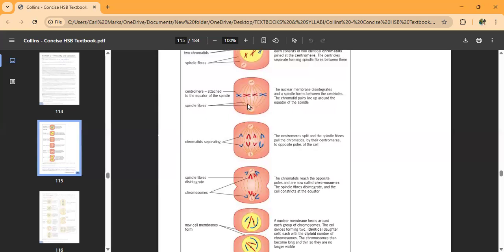So notice you had two of each, this X, but one is pulling to the north of each: a blue, two red in the middle, and a blue at the end. They split up and some start to go to the north of the cell and some to the south of the cell, right? So the centromeres split and the spindle fibers pull the chromatids by their centromeres to opposite poles of the cell. That's what happens there. Now these stages got names and I can't remember them right now. I gotta find another diagram.